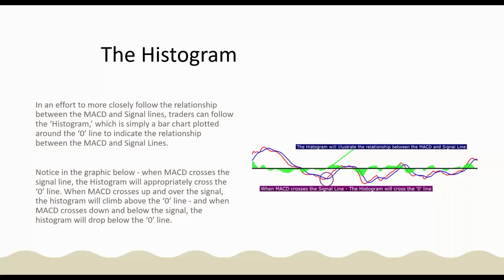the chart. In an effort to more closely follow the relationship between the MACD and the signal line, traders can follow the histogram, which is simply a bar chart plotted around the zero line to indicate the relationship between the MACD and the signal line.